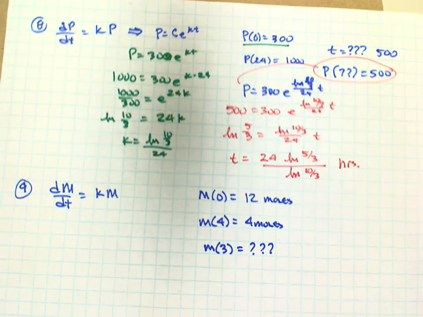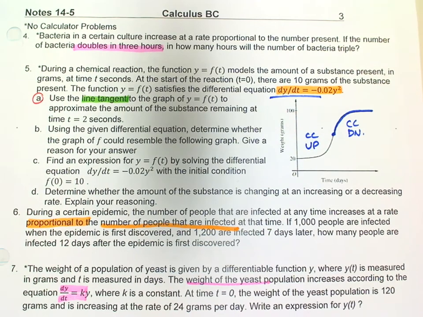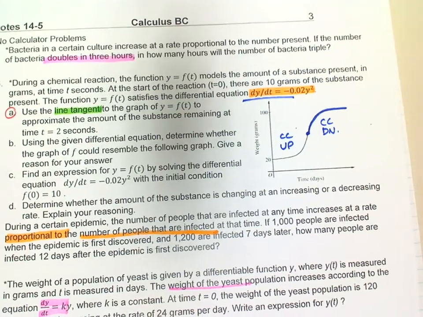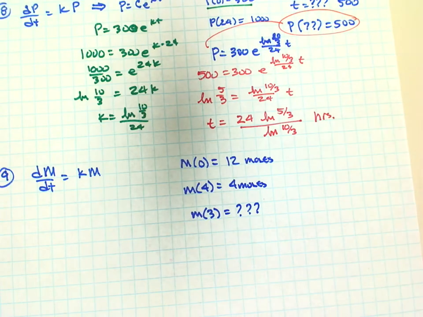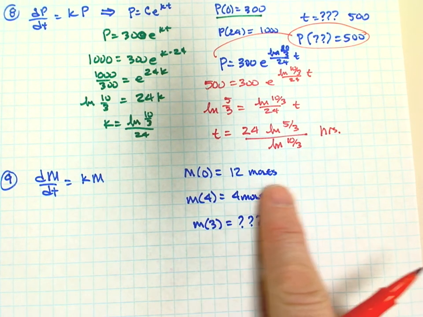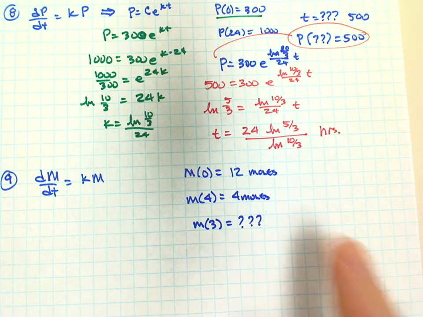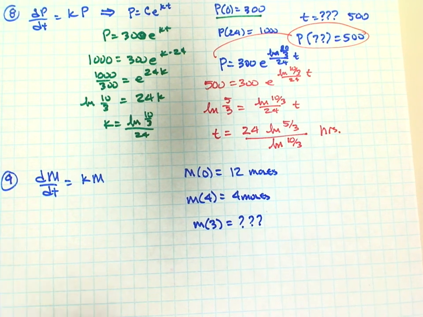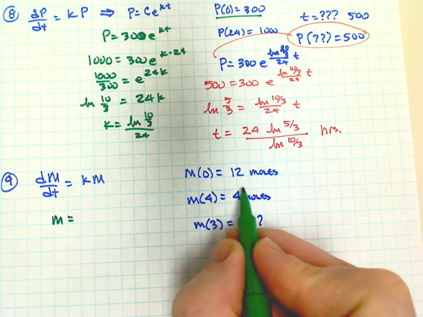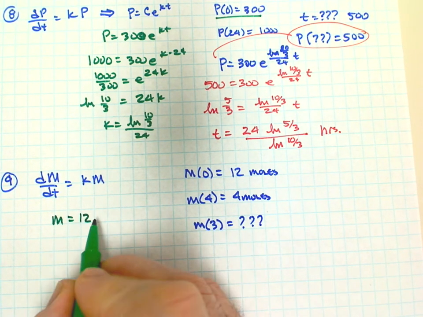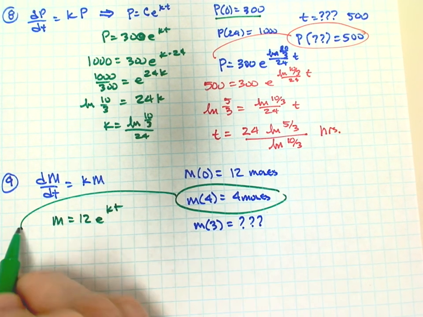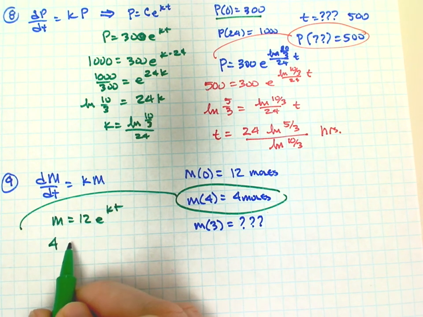Let's take a look at our next one. It says during a chemical reaction, the rate of change of the amount of chemical remaining is proportional to the amount remaining. So again, we're back to that good old dM/dt equals k times M, initial amount, a given amount, and just a matter of substituting in. We know that this will be the initial value of 12 e to the kt. We'll use this for moles.